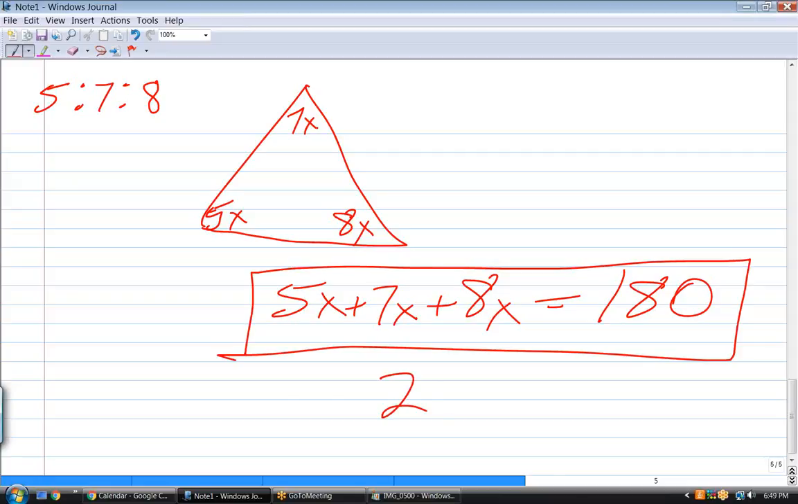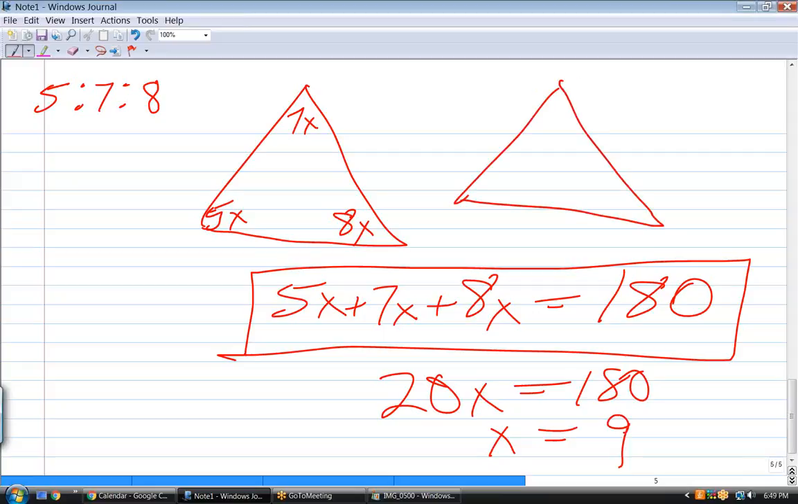That's 20x equals 180, x equals 9. So the angles are 45, 63, and 72. 5 times 9, 7 times 9, 8 times 9. That's in a 5 to 7 to 8 ratio. Nice way to solve it.